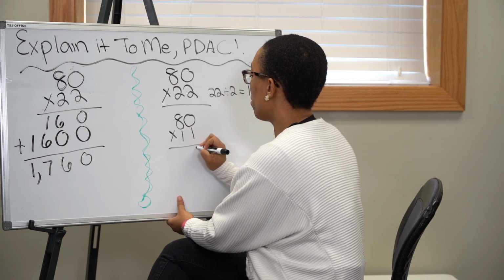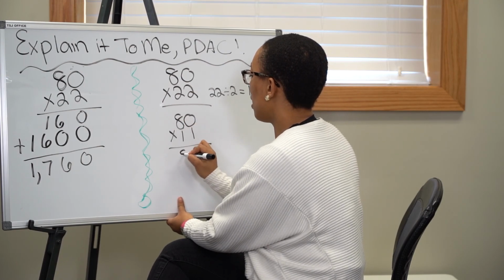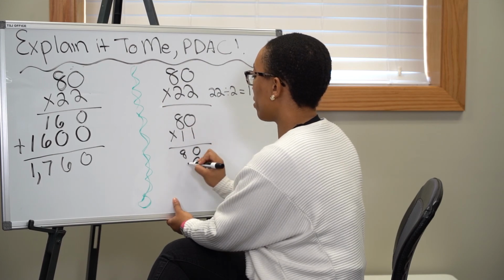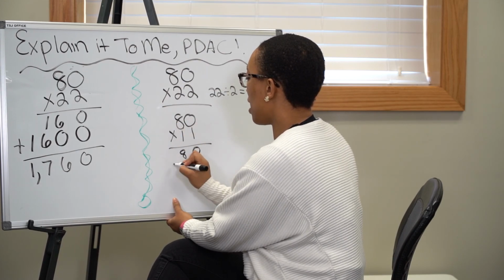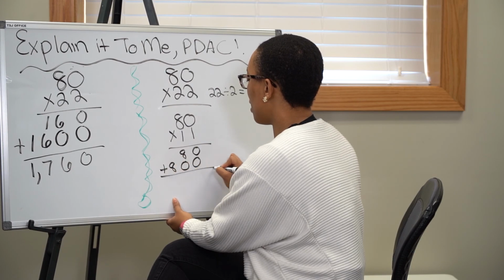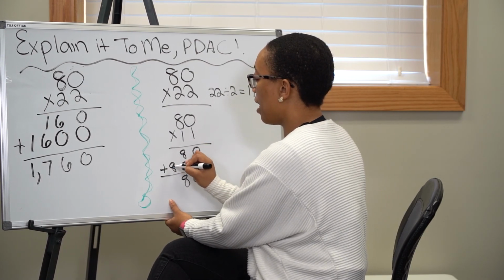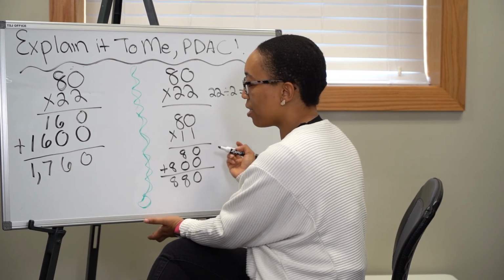So 1 times 0 is 0. 1 times 8 is 8. Then draw 0 to hold the place. 1 times 0 is 0. 1 times 8 is 8. Add these together. 0 plus 0 is 0. 8 plus 0 is 8. 8 plus 0 is 8.